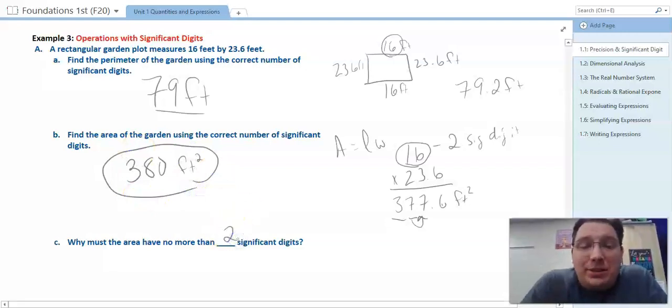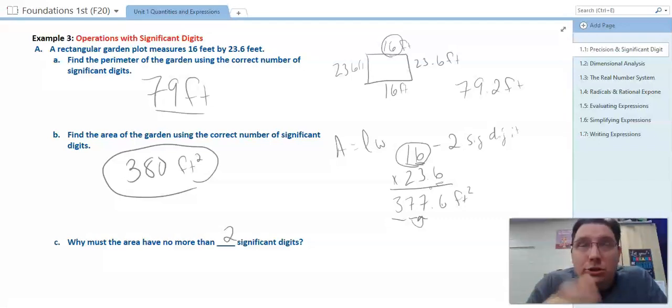So why must the area have no more than 2 significant digits? Well, it goes to that least precise measurement. So we look at our two measurements. Which one is less precise? This one is less precise because it's to the whole number. This one's to the tenths place. And if we had numbers that were flipped, let's say we had 10.6 and 0.002, then the less precise number would be the 10.6. It'd have 3 significant digits, whereas the other one only has 1. And so we've got to pay attention to those cases in the end.